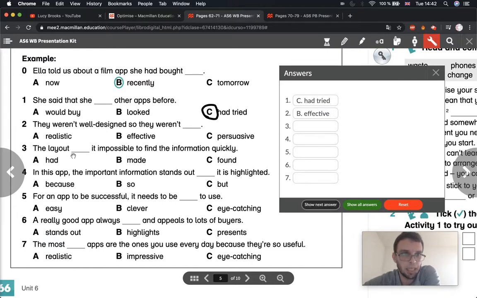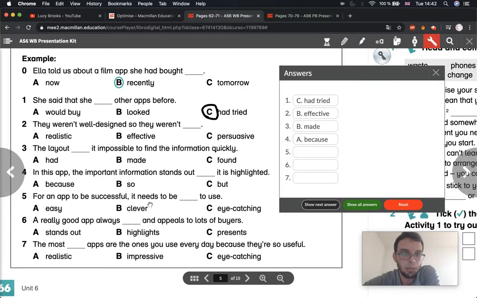Number 3, the layout, so the design of the advert. It's impossible to find the information quickly. Okay, the answer should be made it impossible. Number 4. In this app, the important information stands out. It is highlighted. And the answer should be because it's highlighted.